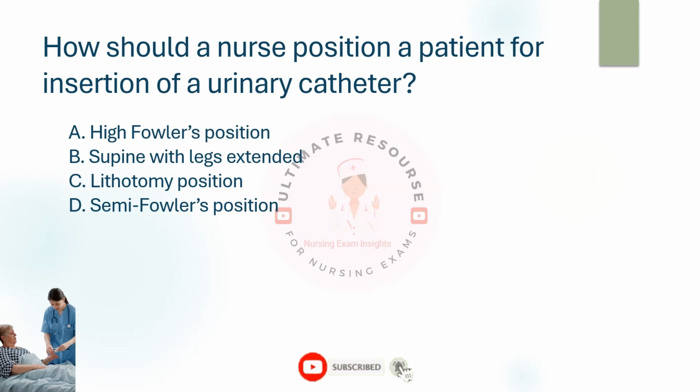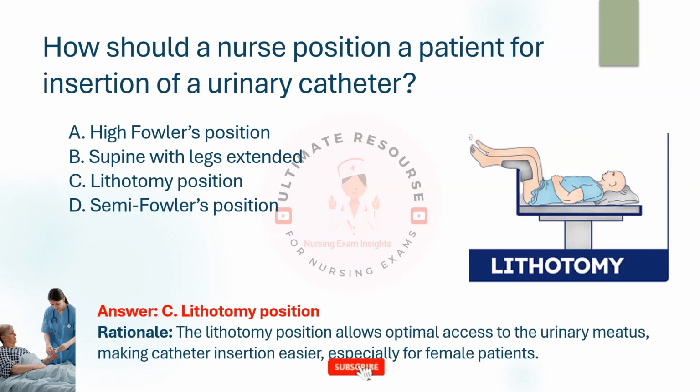How should a nurse position a patient for insertion of a urinary catheter? Options are A. High Fowler's position. B. Supine with legs extended. C. Lithotomy position. D. Semi Fowler's position. The answer is C. Lithotomy position.